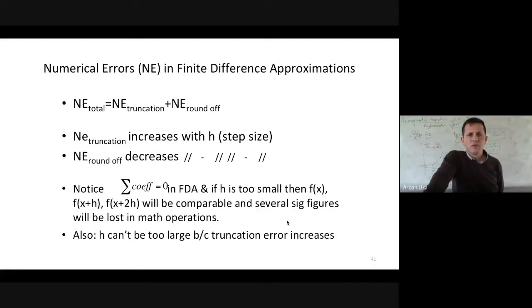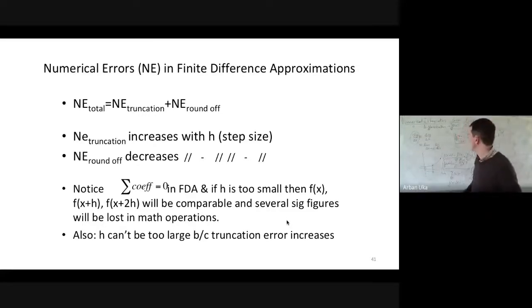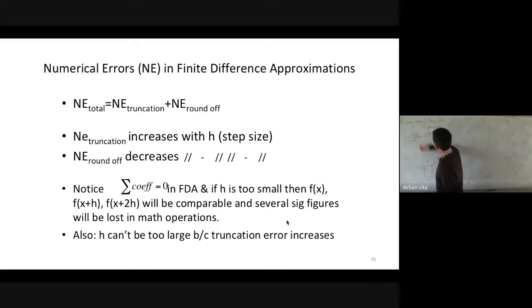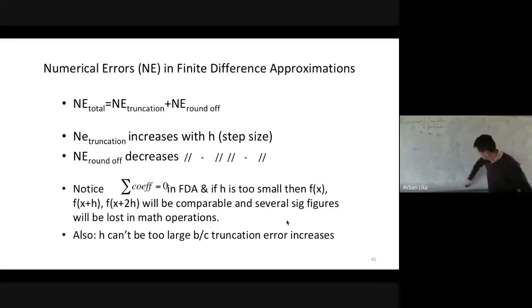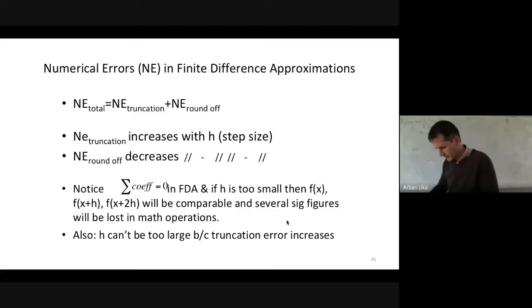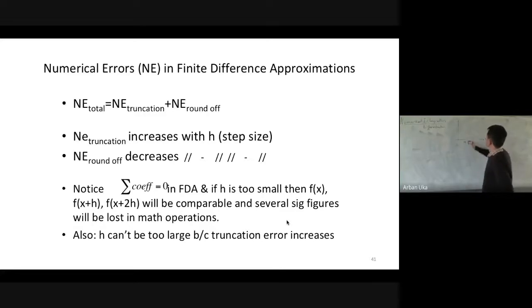Finally, we come to this slide where we discuss that the error is equal to the numerical truncation error plus the numerical round-off error. Now, the truncation error increases with step size. So if we draw the graph to show this together, let's assume this is h, okay? And this is the error.